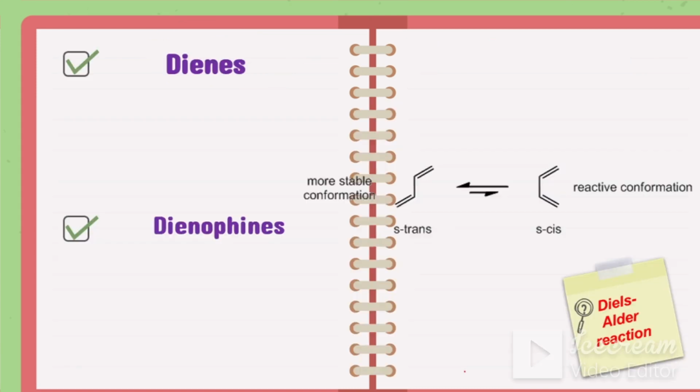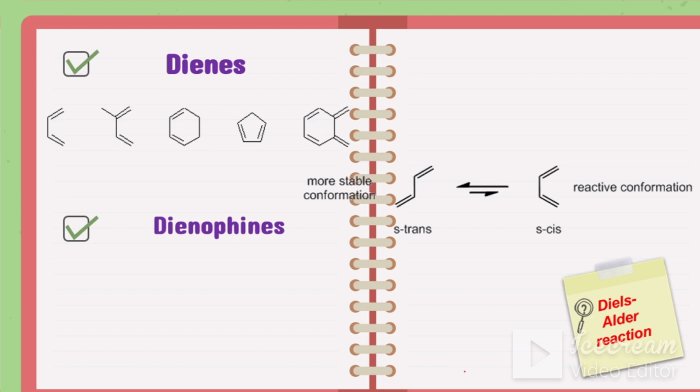The cis form is more reactive than the trans form. The trans form is more stable, but the cis form is more reactive. Dienophiles and dienes. Firstly, dienes.